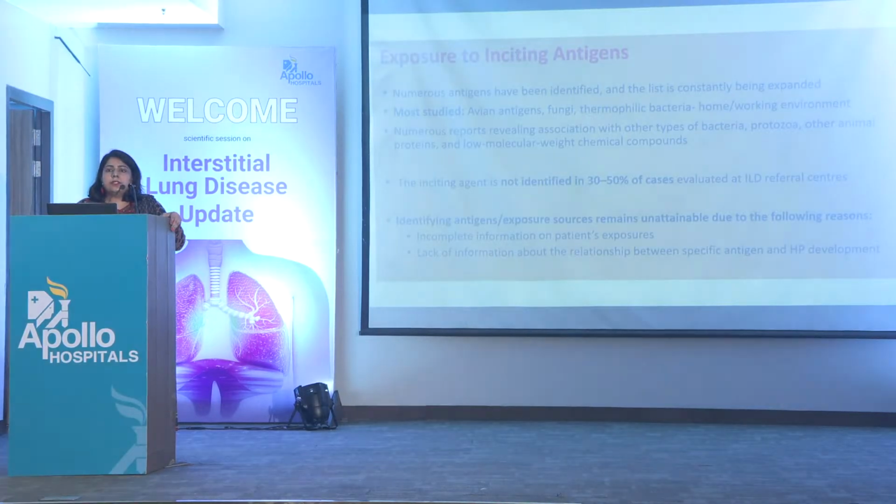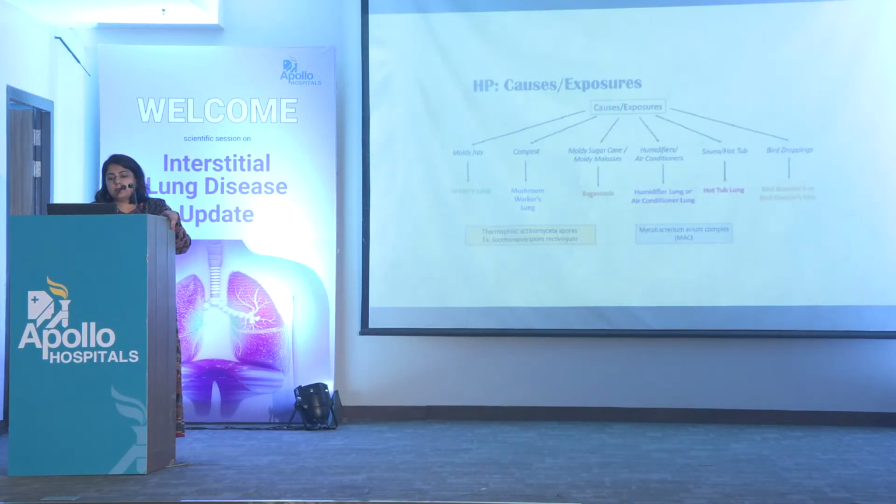There are more than 300 antigens which can cause hypersensitivity pneumonitis. The most common are the avian antigens, the fungus, and the thermophilic bacteria at home or in the working environment. In more than 30 to 50% of cases of interstitial lung disease, we may not even be able to identify the cause. Once we identify the cause, it is extremely important to make sure that those patients get rid of that exposure.